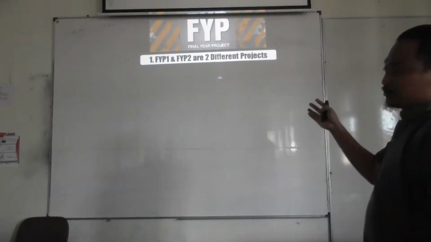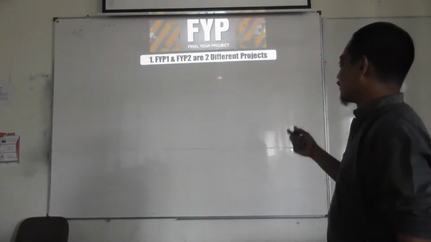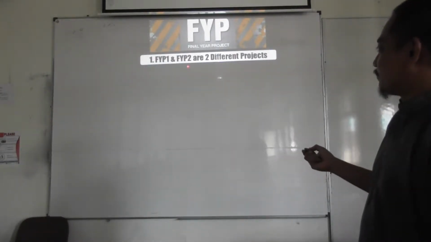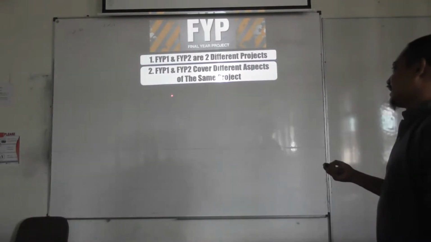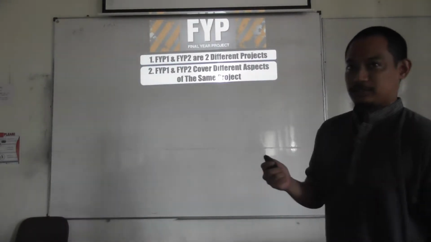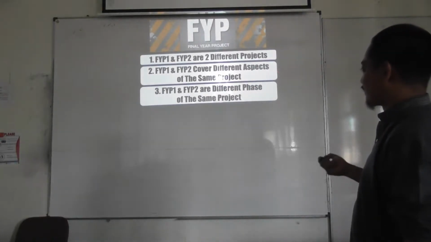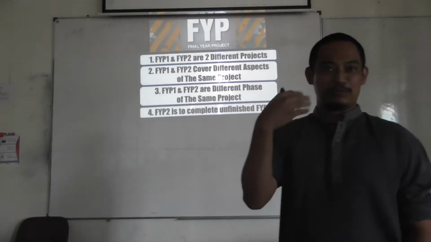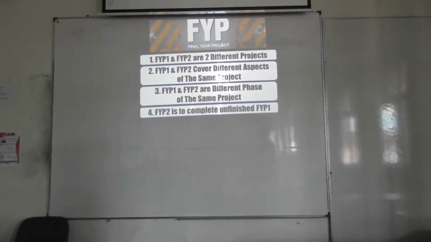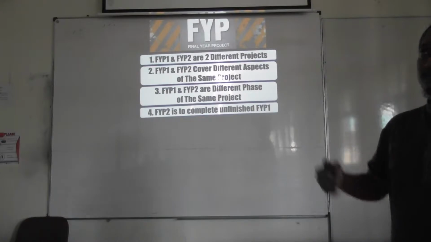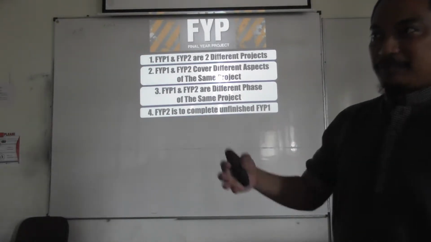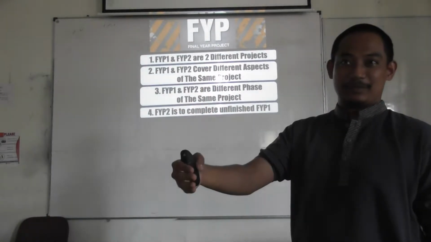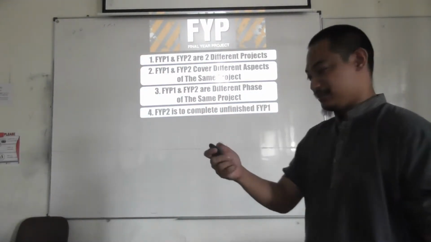Now, this is just a question, just to see what each of you thinks. Is it the case that FYP 1 and FYP 2 are two different projects, or FYP 1 and FYP 2 cover different aspects of the same project, or FYP 1 and FYP 2 are different phases of the same project, or FYP 2 is to complete unfinished FYP 1? Which one do you think, or from your perspective? Your opinion? It's not a problem if you get it wrong now. It may be a problem if when you present your FYP 1, you still do not know. That's the main concern, right?